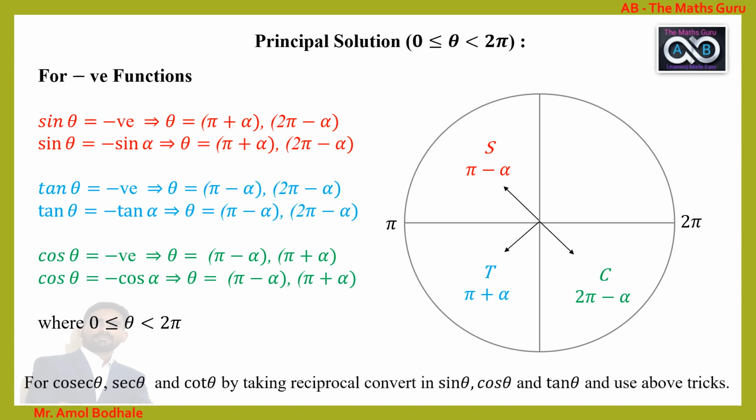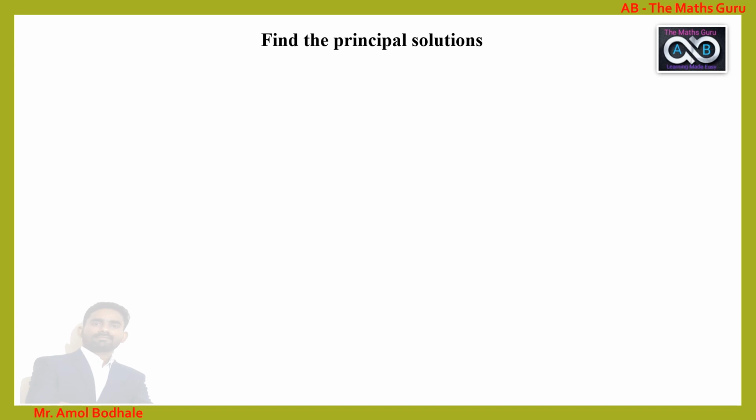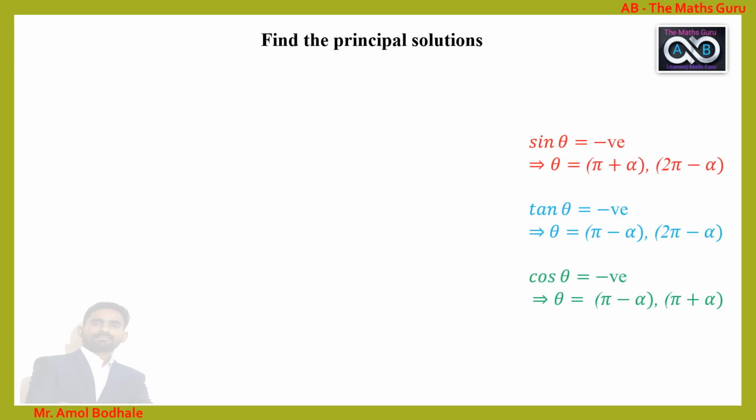So for cosec theta, sec theta and cot theta, by taking their reciprocals we can convert them into sine, cos, tan, and we can use the same tricks. Let's see the example. Find the principal solution. Now the tricks are known. If sine theta is negative, then the solutions are theta equal to pi plus alpha, 2 pi minus alpha. If tan theta is negative, then the principal solutions are theta equal to pi minus alpha, 2 pi minus alpha. If cos theta is negative, then the principal solutions are theta equal to pi minus alpha, pi plus alpha. Let's see the examples.